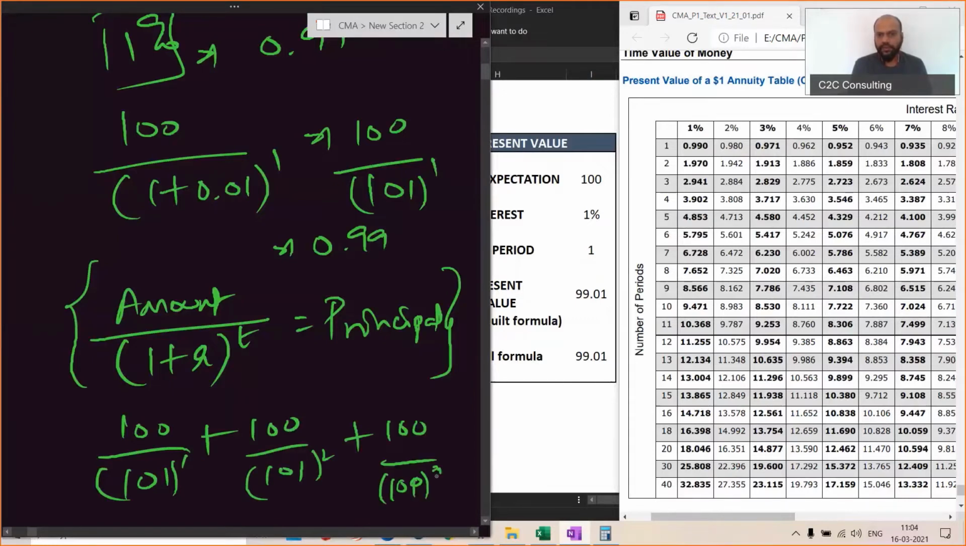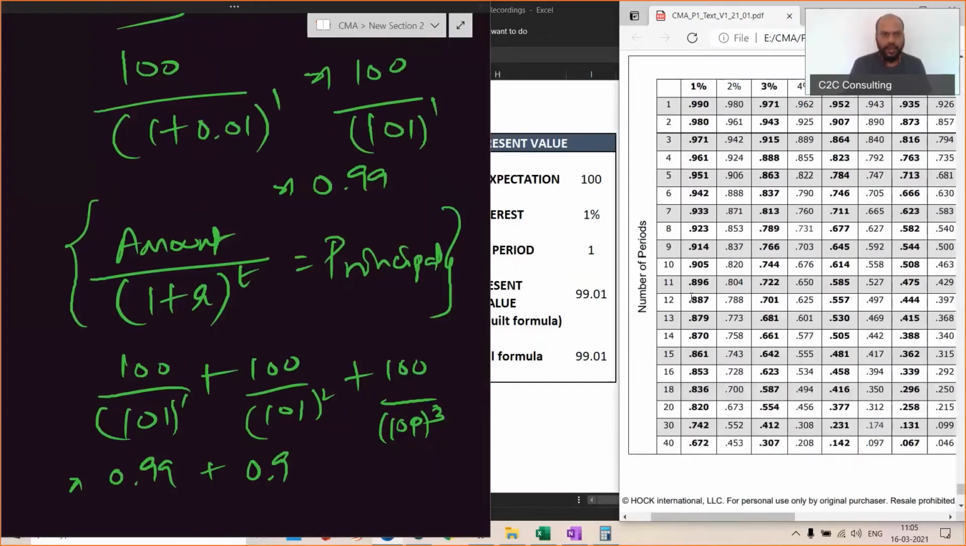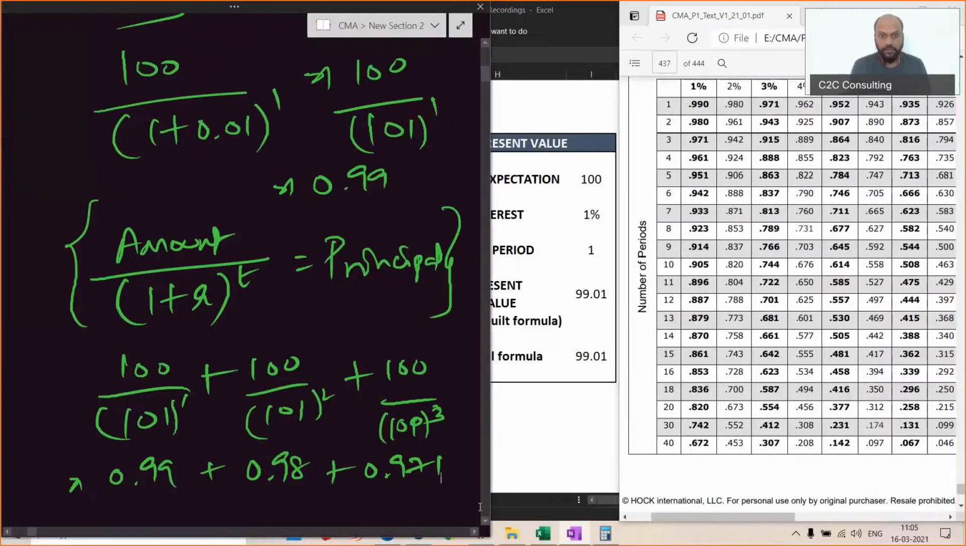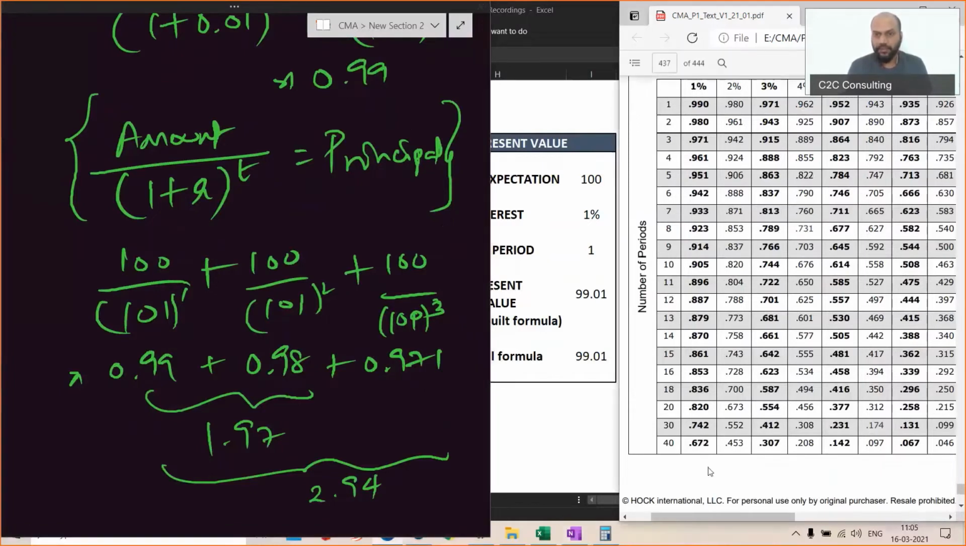So what am I trying to do? Amount divided by 1 plus interest to the power of t. Every year I'm increasing it based on the time period. For year 1 to the power of 1, year 2 to the power of 2 and so on. So once I do this, I'll get 0.99 plus 0.98, 0.971. So if you total this up, for 2 periods, this will be together 1.97. For 3 periods, all 3 put together, it will be 2.94. That's exactly what the annuity table is.